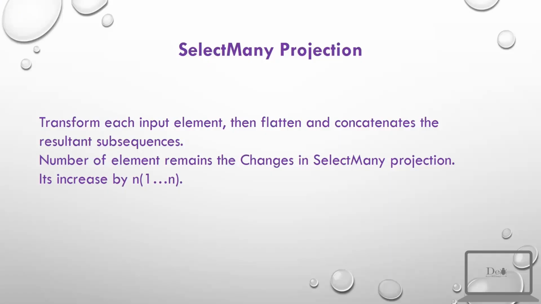Select many projection basically transforms each input element and then flattens and concatenates the resultant subsequences. In this, the number of elements changes and it increases by 1 to n elements. In simple words, select is used to transform the main class or main array, but select many is used to transform the nested array or nested collection. Now let's see the difference between select projection and select many by a practical example.